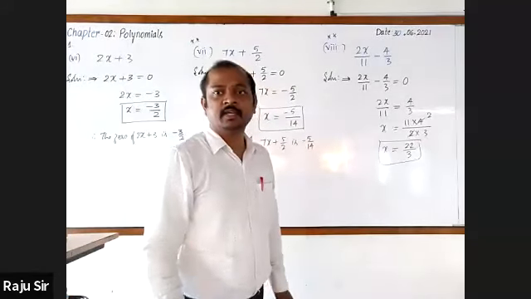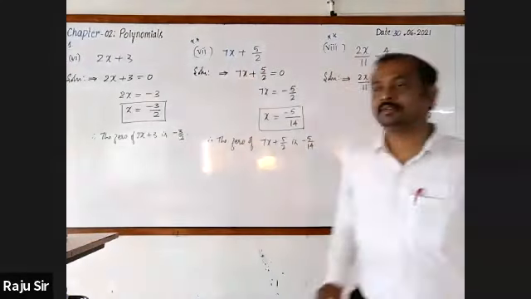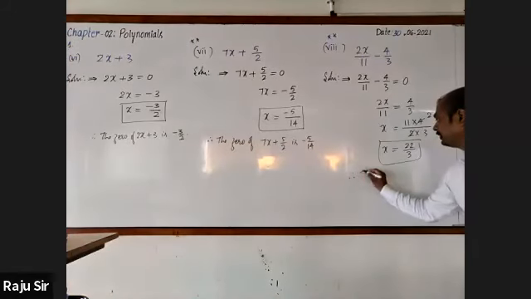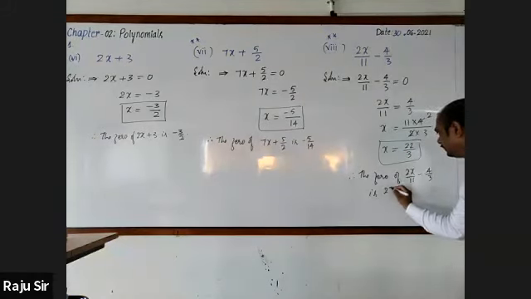Okay. Manya Jain. Yes. Okay. So therefore, the zero of the given polynomial, that is 2x by 11 minus 4 by 3, is 22 by 3.